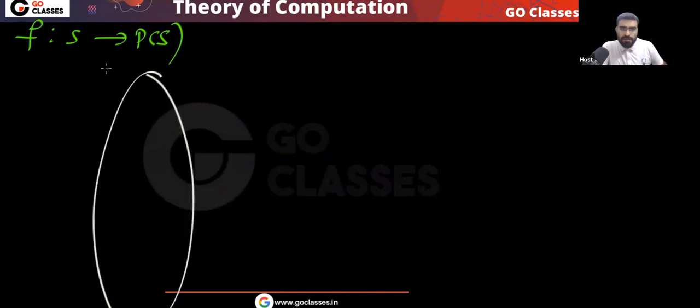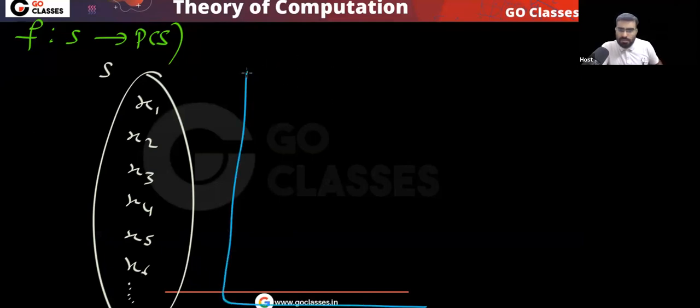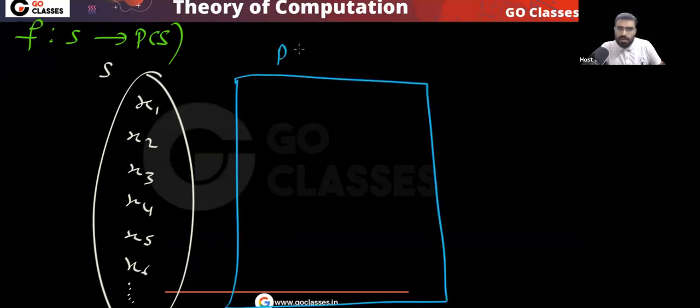Let's assume this bijection I am taking is from S to PS. I am giving you a random bijection from S to PS. This is your set S that you already know. In it you have elements, for example X1, X2, X3, X4, X5, X6, and so on. And this is the power set of S.